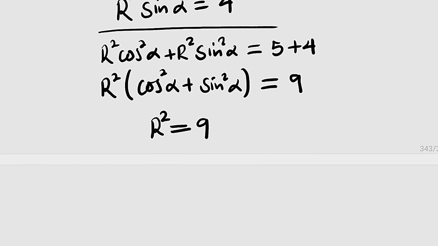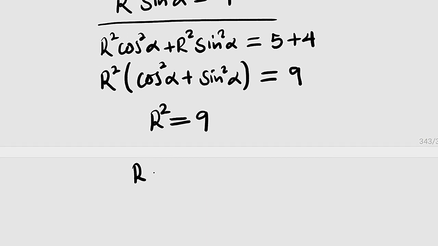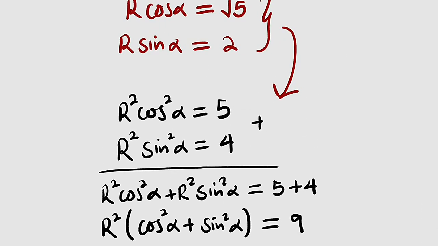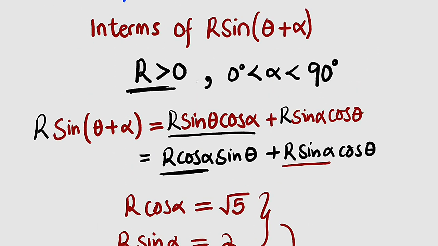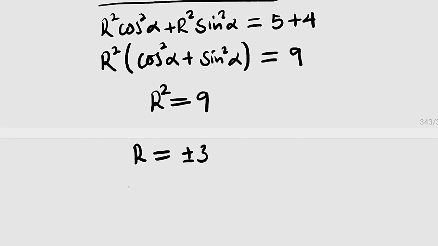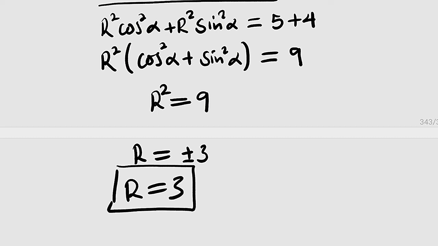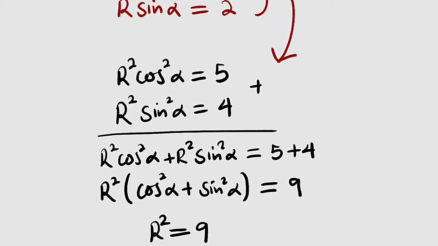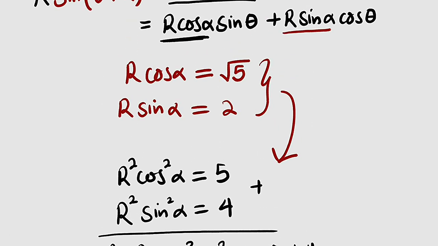If you take the square root of both sides, you have r equal to plus or minus 3. But remember, they said r is greater than 0 here, so we are going to take the positive result. So it implies that r is equal to 3. Having obtained the value of r, we can use one of these two equations to find the value of alpha. Let me use the second one, r sine alpha equal to 2.